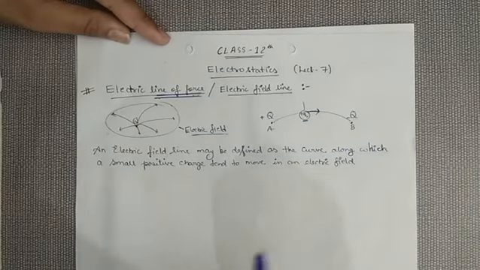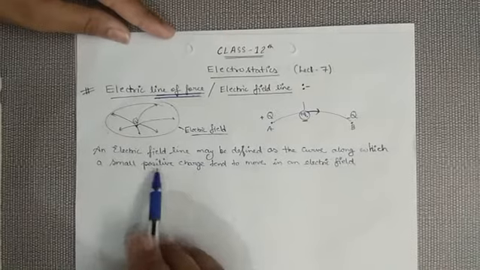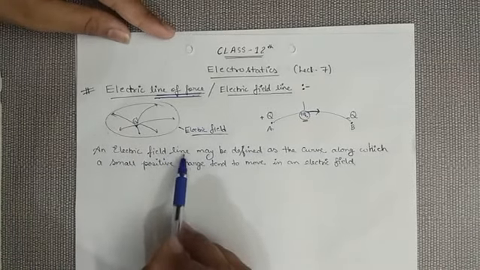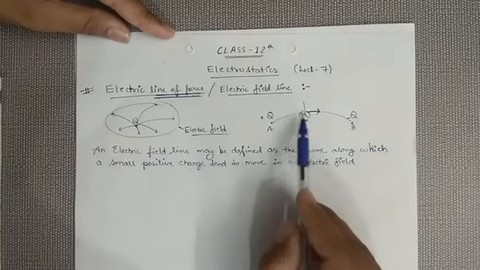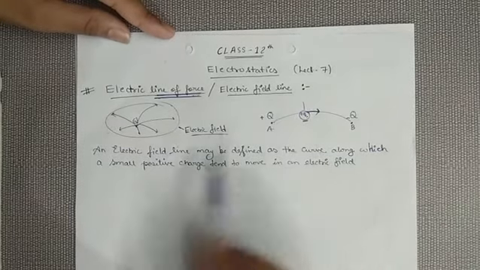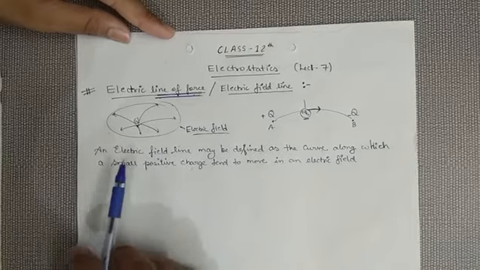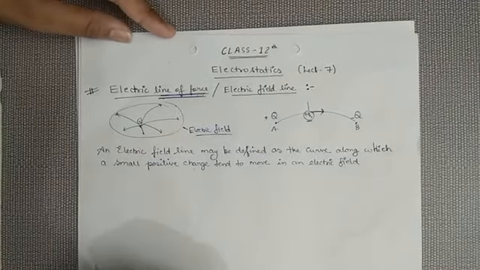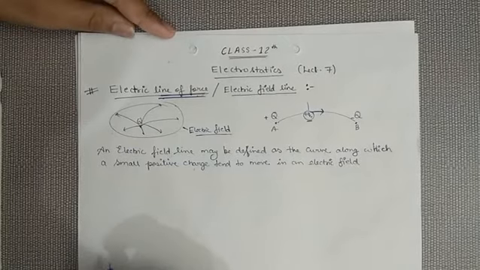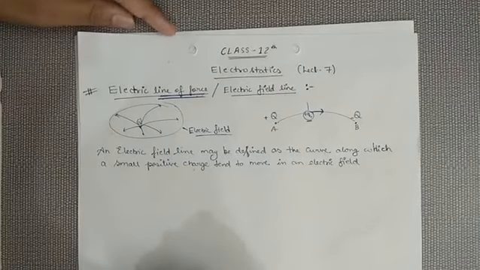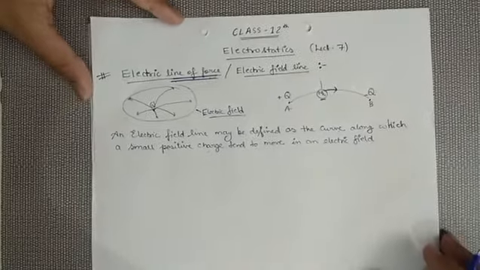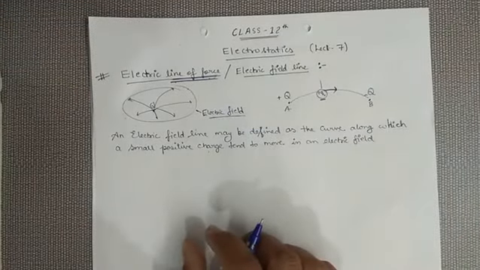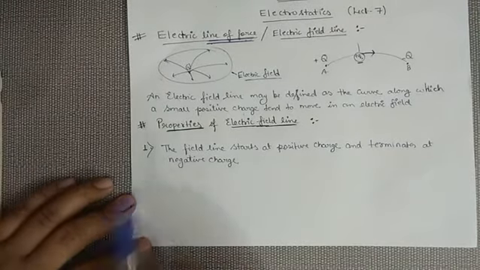So the direction of this small positive charge only gives you the direction of your electric field lines. The manner in which this charge moves will be the representation of the electric field line. The main thing we have to cover is the properties of these electric field lines, and many questions used to be asked from these properties. So we will discuss each property with one question attached to it. So let's move on.